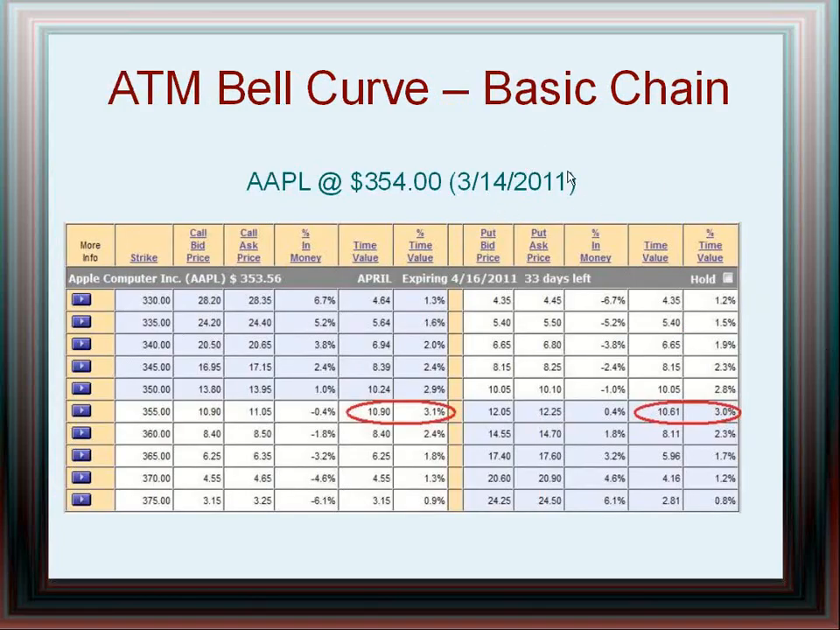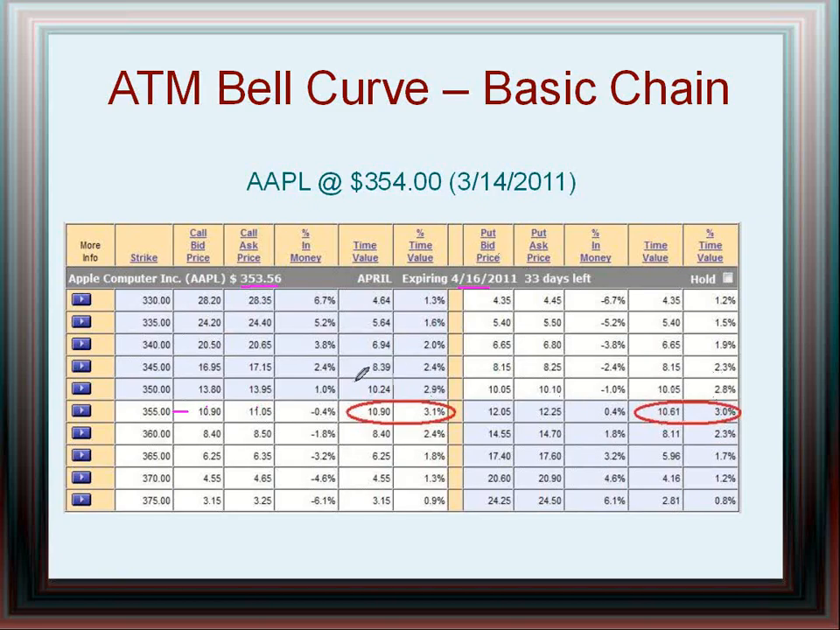From March 14th, 2011, Apple at $354. Oh, that would have been a nice trade, right? But in this case, let's just take a look at the chain from March 14th. We're looking at the April options for 2011, expiring 4/16. And here's just a standard chain. Here's the stock at 353.56. Let's just call it 354. So the 355 call has a bid price of 10.90 and an ask of 11.05. Well, the bid time value is 10.90, or 3.1%. And of course, for the put option here, we have a time value of about 10.61, or 3% as well.